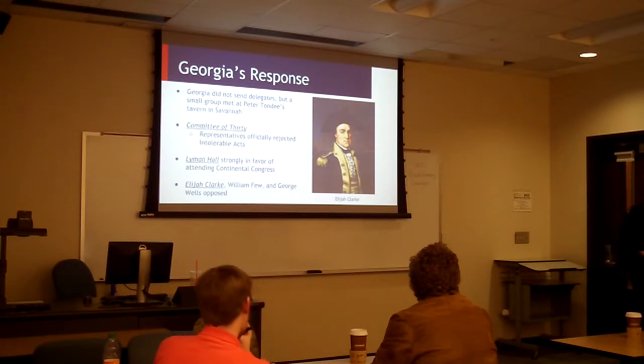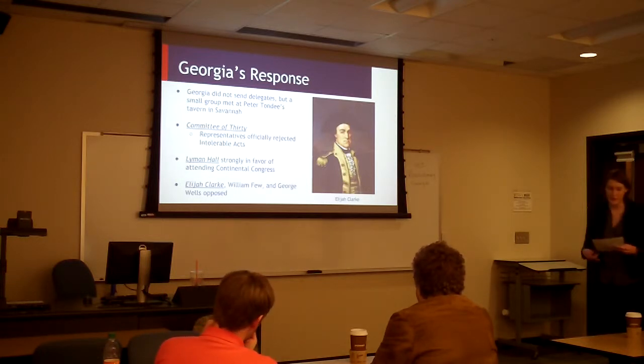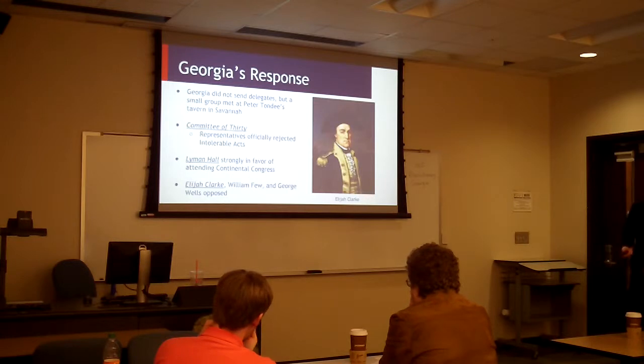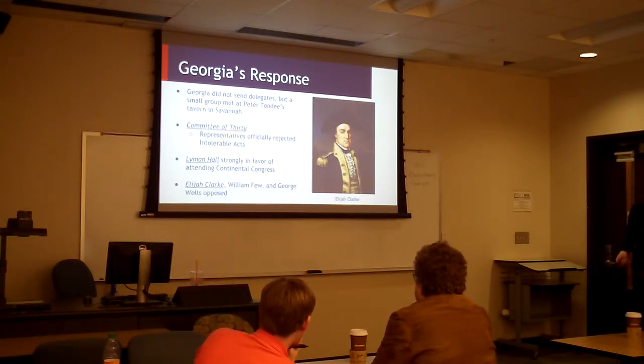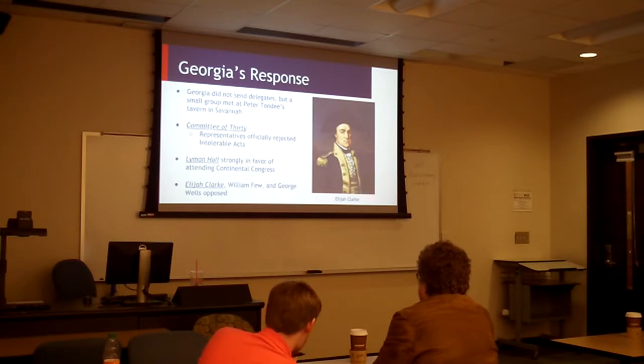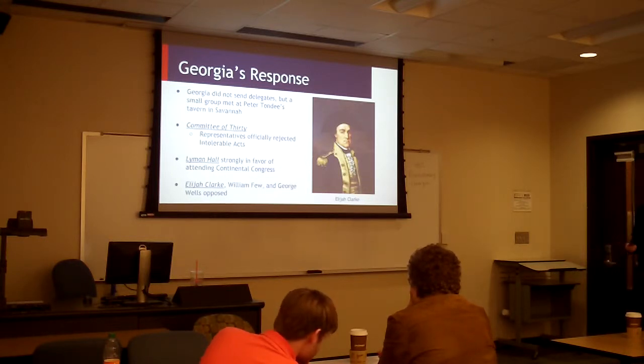Before the Continental Congress met, Georgians met at Peter Tondy's Tavern in Savannah. It was a small group that met to discuss issues facing the colonies. However, the main objective of Georgia at this time was to keep good relations with British troops who protected them from Native Americans. Again, we mentioned Georgia's the youngest colony. That means there's a lot more Native Americans, a lot more conflict. So the British troops were kind of crucial at this point in Georgia.